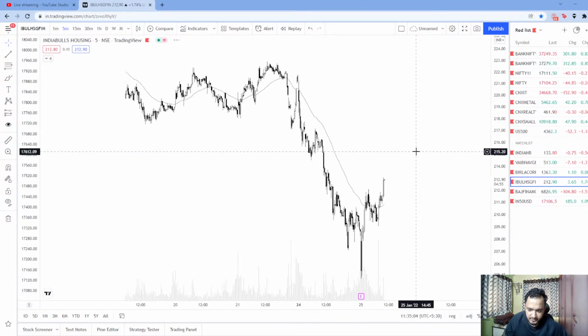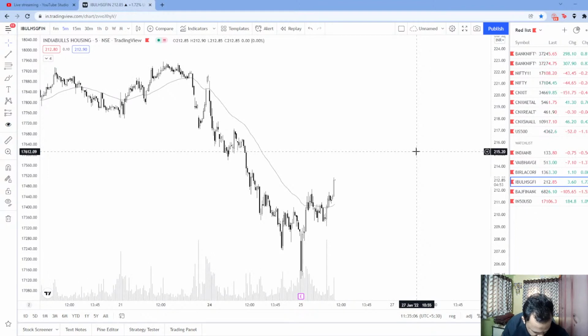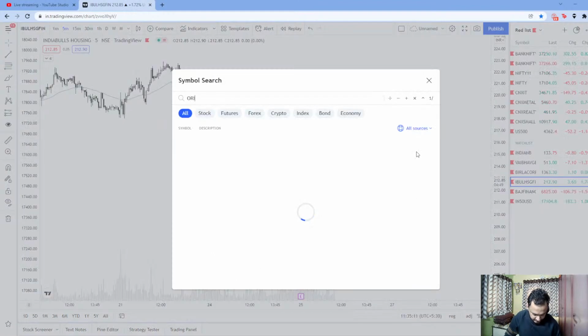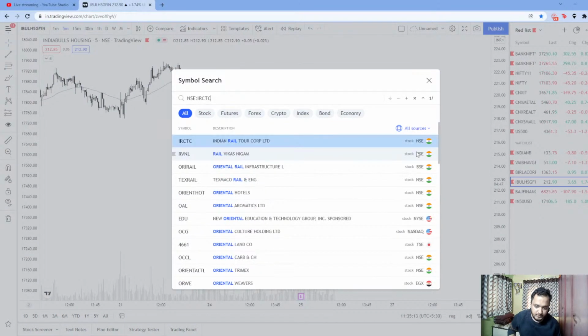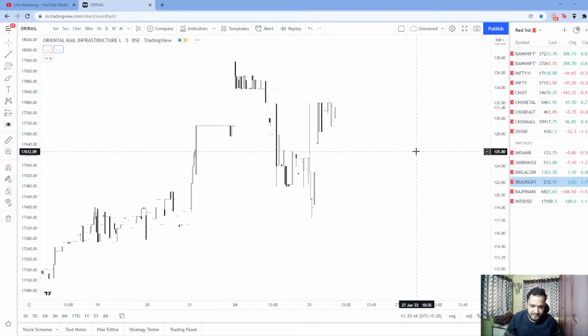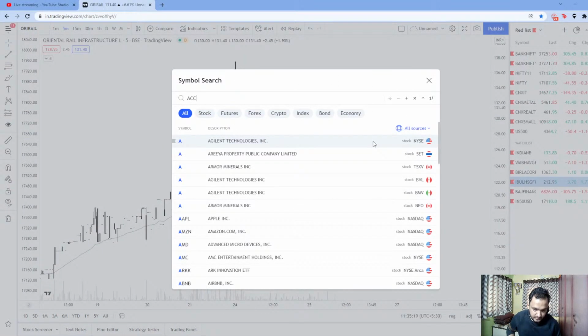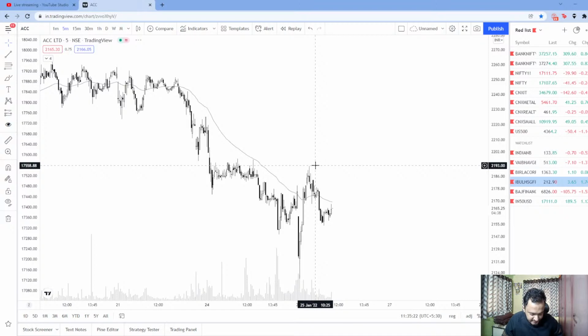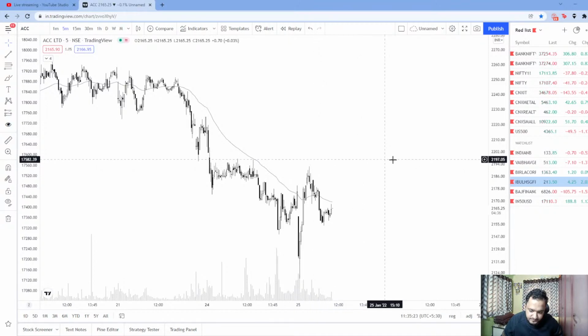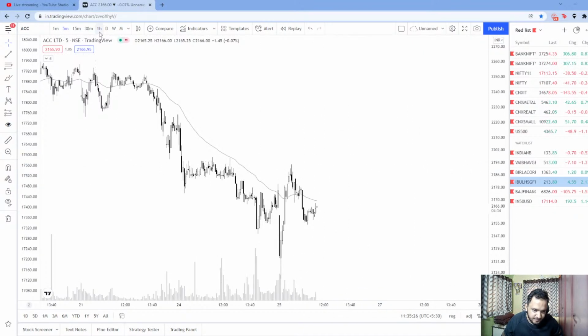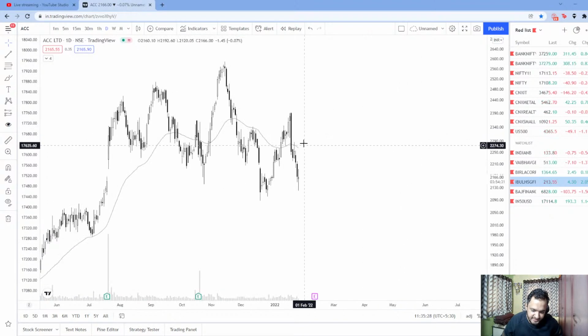So this is spiking up. Sequence scientific structure has shifted. Oriental Rail, all right. I think it's very illiquid. Yeah, I cannot talk about this one. ACC and Hind Copper, all right. ACC again, nothing in ACC.